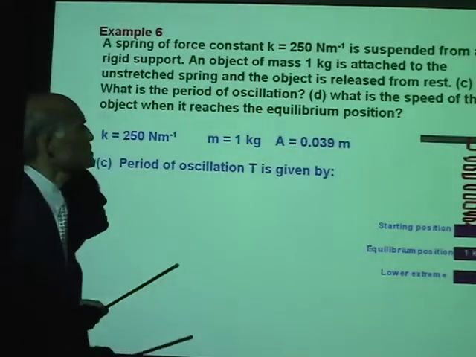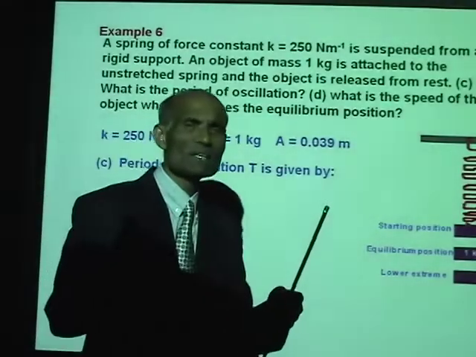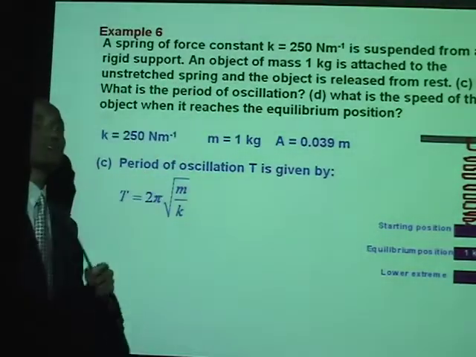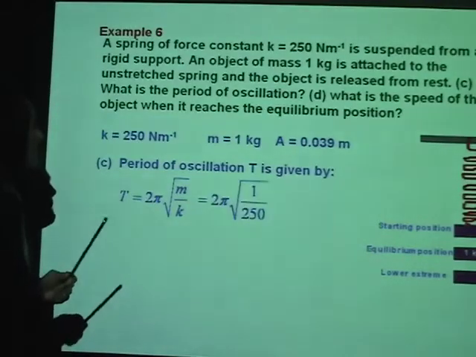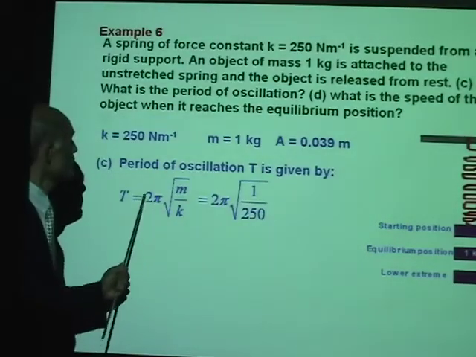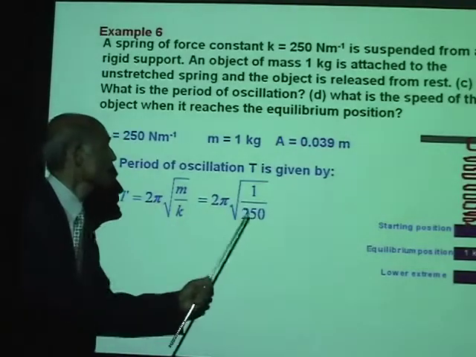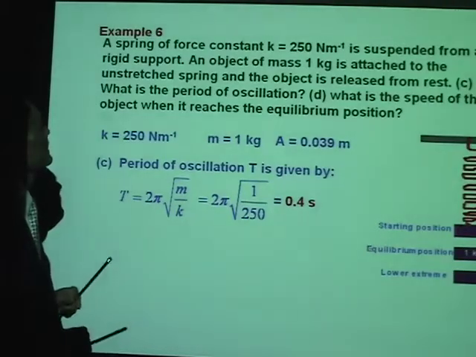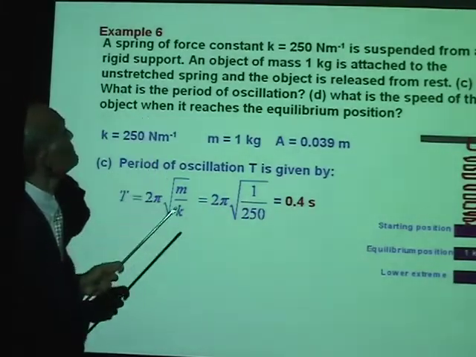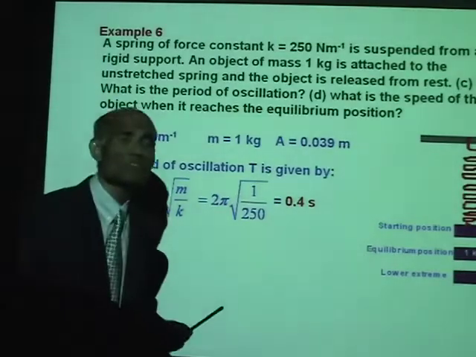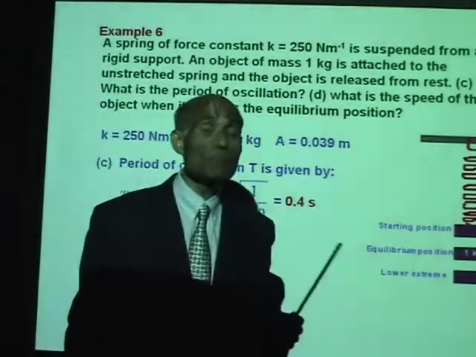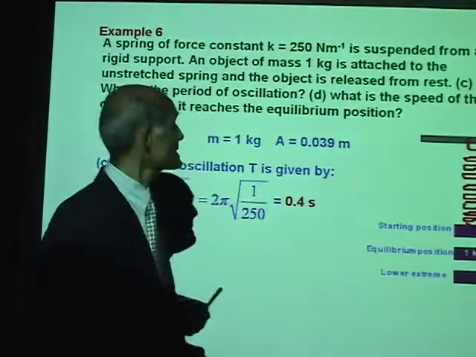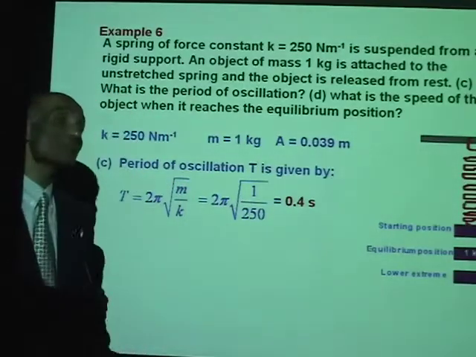The period of oscillation, T, for a spring. Anybody can recall that? T for an oscillating spring is 2 pi square root m over k. And do we have all those values? Yes. We know m is 1, k is 250, therefore T is 0.4 seconds. What is the speed of the object when it reaches the equilibrium position? Now remember, the speed of the object at the equilibrium will be the maximum speed, Vmax. Anybody tell me what is the equation for Vmax?